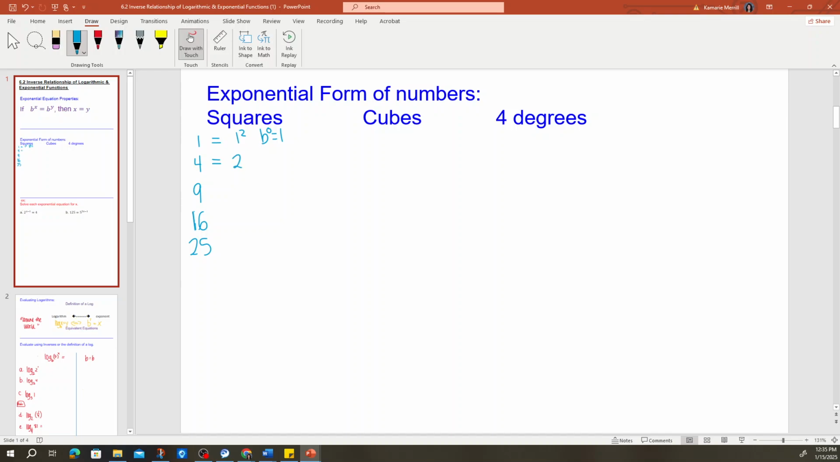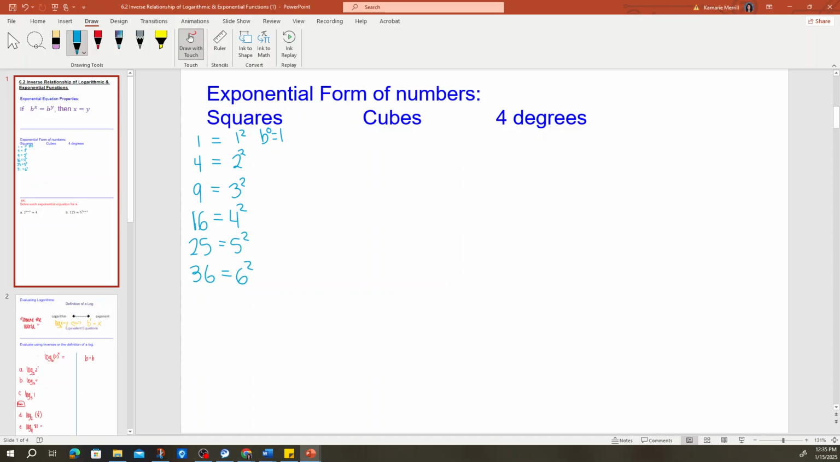Isn't 4 technically a 2 squared if I wanted its base to be a 2? And 9 is a 3 squared. 16 is a 4 squared, but it's also going to be found in other areas too, which we'll look up over there in a minute. 25 is a 5 squared, right? So what's the next one?